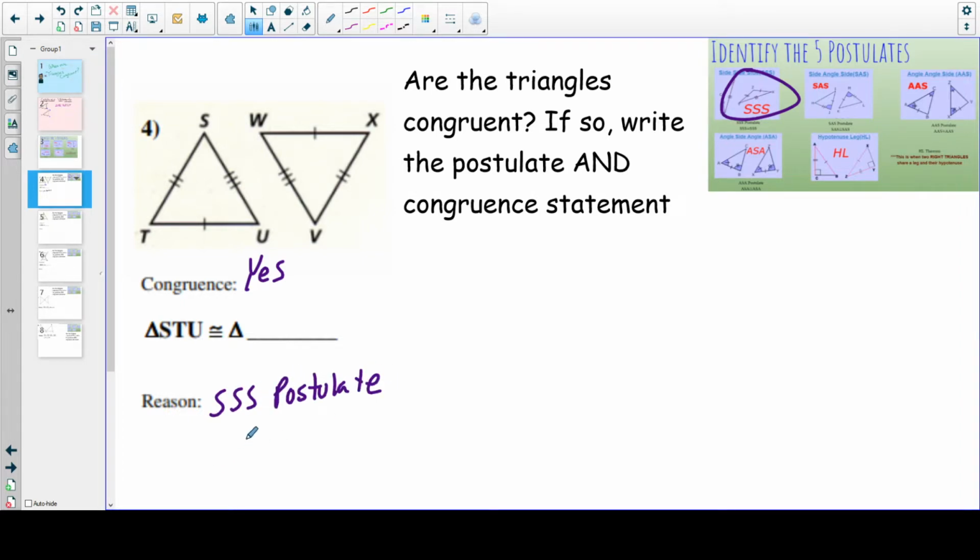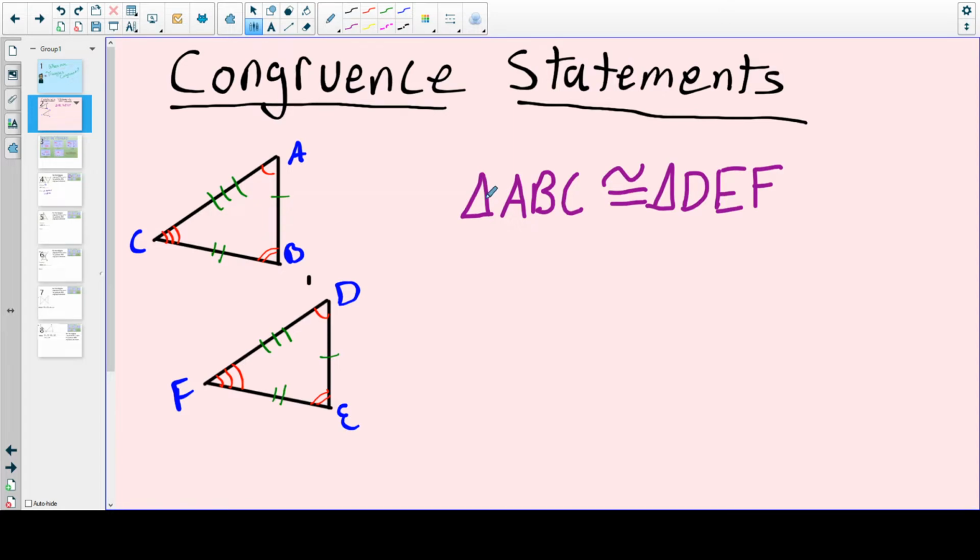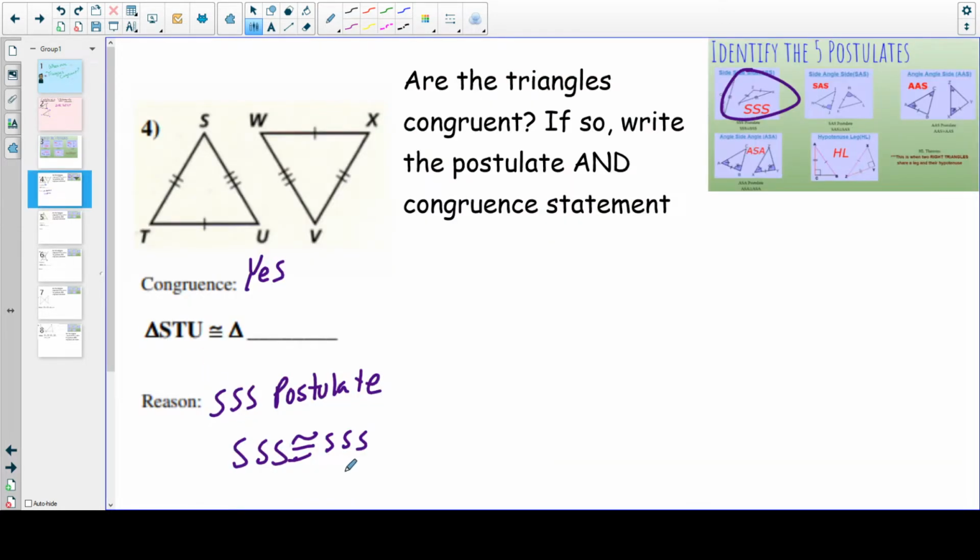Or I personally like to write side, side, side is congruent to side, side, side, mainly because it mimics this idea of writing a congruent statement. I'm essentially saying three sides of one triangle are congruent to three sides of another triangle. So there's a couple ways to do this.